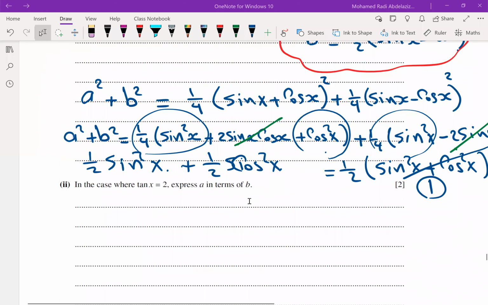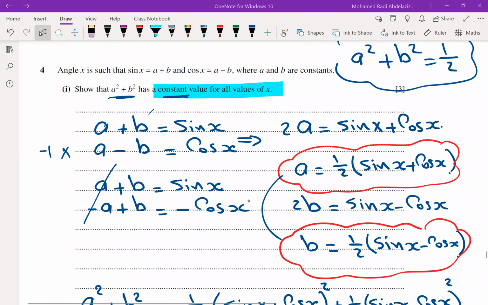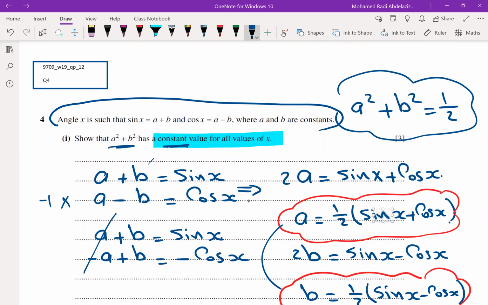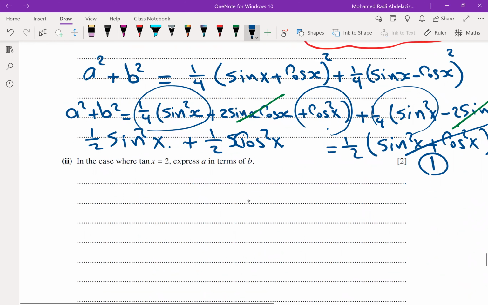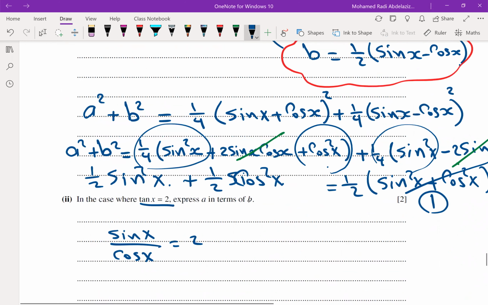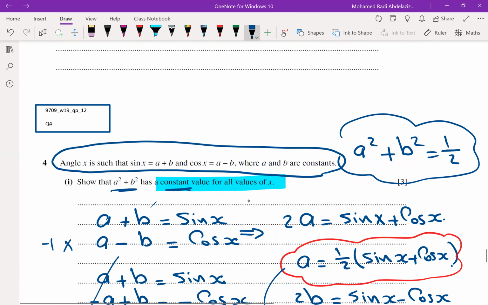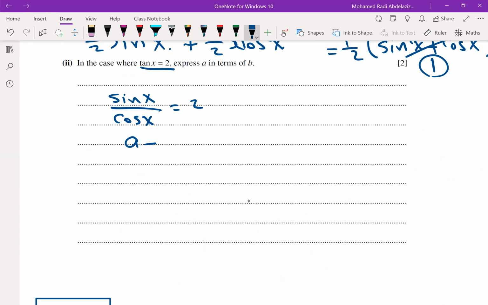By looking at part 2, look at this information, it is related with all parts, whatever 1 and 2. It's given sine x equals a plus b, cosine x is a minus b. In case of tan x is equal to 2, tan x, you can write it sine x divided by cosine x is equal to 2. We can write sine x in terms of a and b, will be a plus b divided by cosine x, a minus b, is equal to 2.